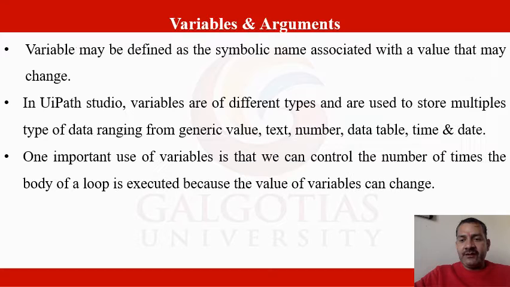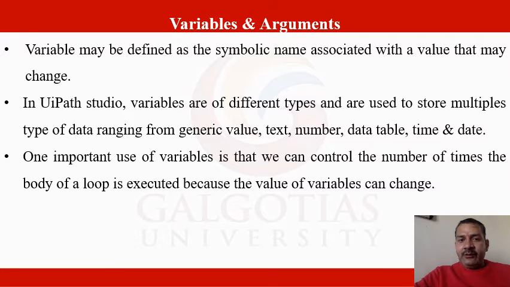So let's start with the first, that is variable. A variable may be defined as a symbolic name associated with a value that may change. You are all familiar with this definition. But in UiPath, variables are of different types and are used to store multiple types of data, ranging from generic values, text, numbers, data tables, and time and date. One important use of a variable is that we can control the number of times the body of a loop is executed, because the value of the variable can change. I think there is nothing new in this topic; you are familiar with what a variable is, a symbolic name associated with a value that can be changed.